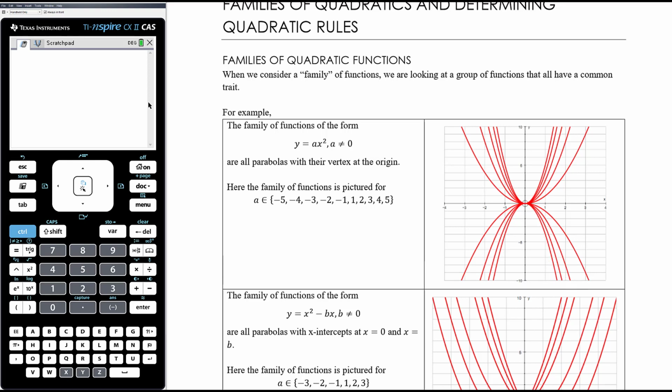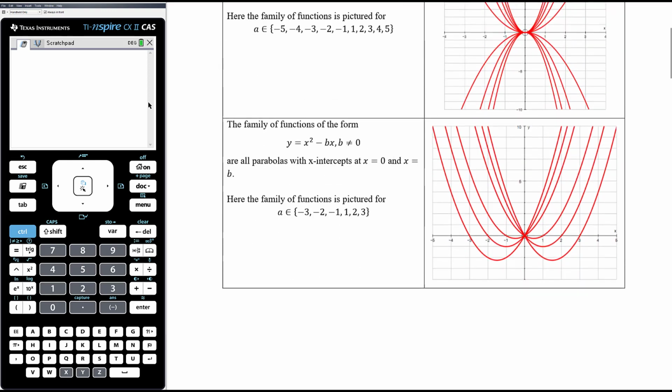So we have this family of functions. They have these common traits, you know, same vertex. They have differing traits, you know, different dilation factors and possibly reflection in the x-axis. Here's another family of functions.